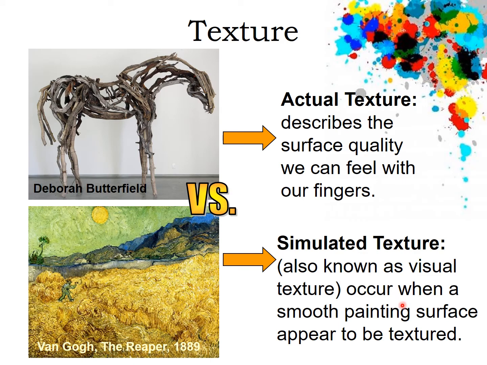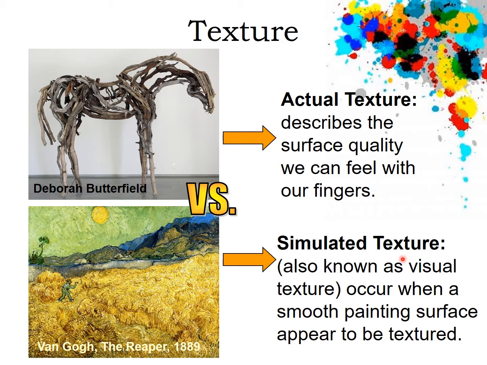All right, let's talk about texture. You do have to write down both of these because there are two different types of texture. There is actual texture, which describes the surface quality that we can feel with our fingers. So the rough, scratchy wood we would be able to touch. A tabletop is smooth, a cactus is prickly. It's something you can actually touch with your fingers.